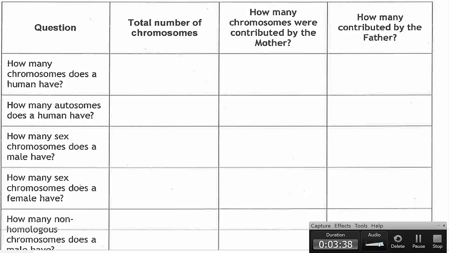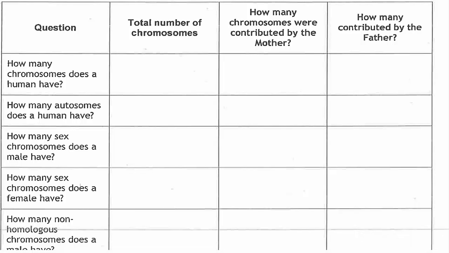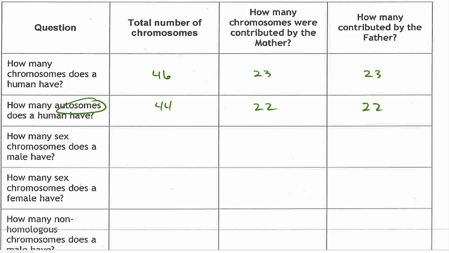So let's look at this. How many chromosomes does a human have? Total number. I think you know. Let's try that again. 46. So how many of those came from mama? Half of 46. 23. How many from papa? 23. How many autosomes? The difference here between autosomes and sex chromosomes is that autosomes are the regular body cells, the non-sex cells. So we have 44 autosomes, 22 of which came from mama and 22 from papa. That leaves, of course, 2 chromosomes, and as you've probably guessed, those are the sex chromosomes.